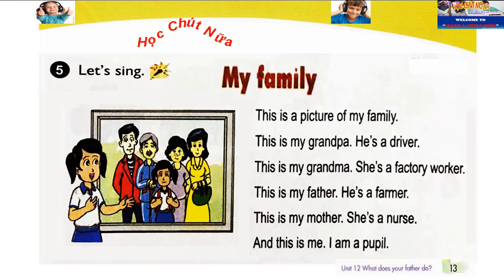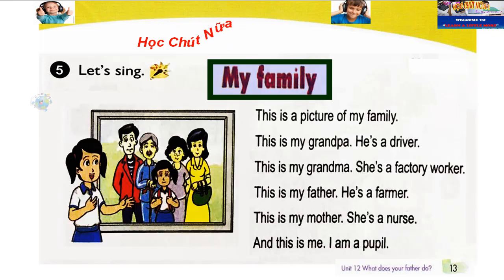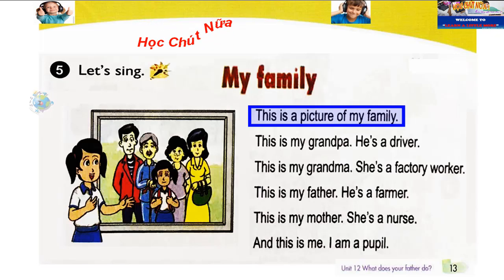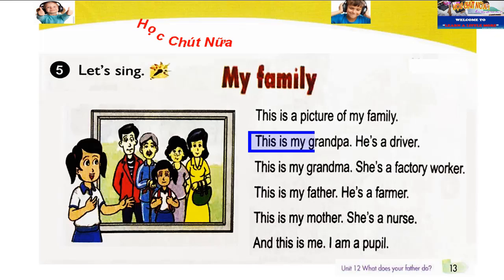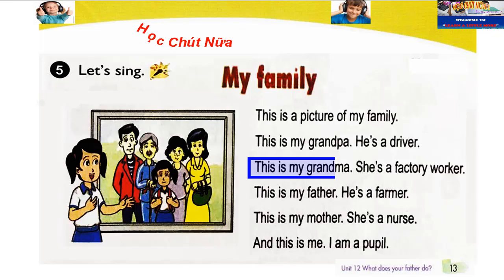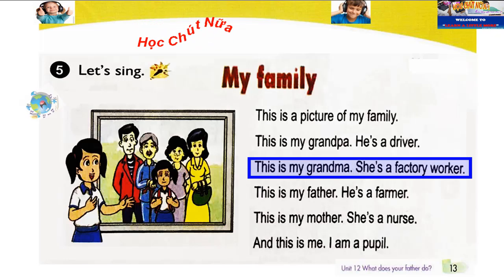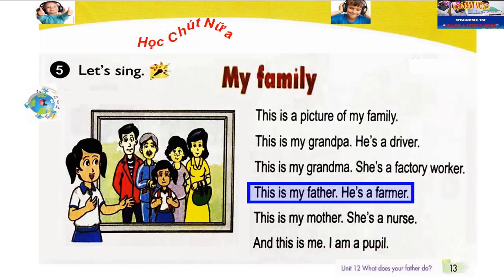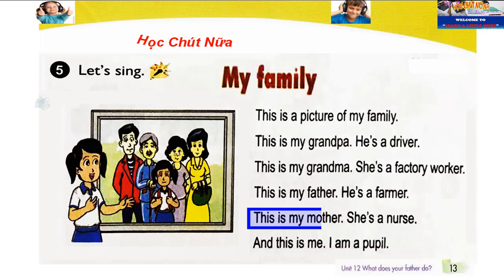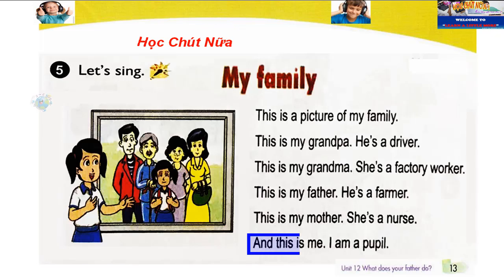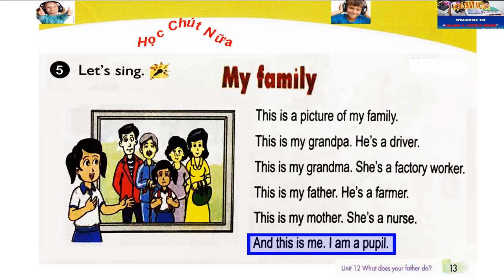Page 13. Activity 5. Let's sing. My family. This is a picture of my family. This is my grandpa. He's a driver. This is my grandma. She's a factory worker. This is my father. He's a farmer. This is my mother. She's a nurse. And this is me. I am a pupil.